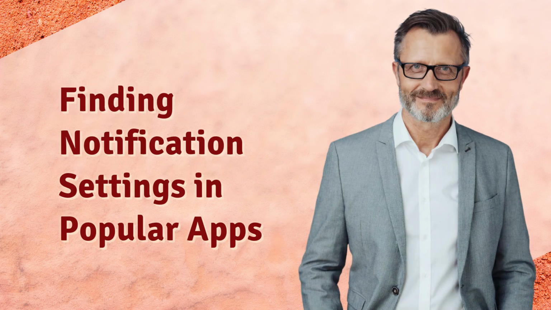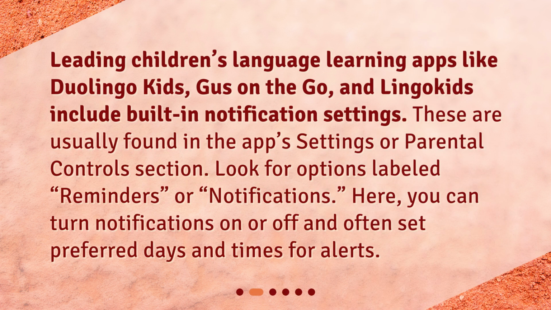Finding notification settings in popular apps. Leading children's language learning apps like Duolingo Kids, Gus on the Go, and Lingo Kids include built-in notification settings. These are usually found in the app's settings or parental controls section. Look for options labeled reminders or notifications. Here you can turn notifications on or off and often set preferred days and times for alerts.